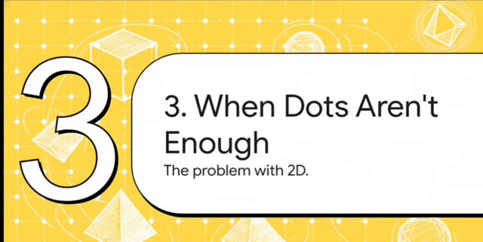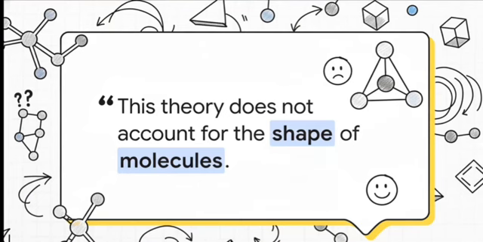But, and there's always a but, isn't there? This is where our neat and tidy 2D model starts to run into trouble. Because as we all know, the world we live in is not flat. And this is the problem stated perfectly by one of our sources. The whole octet rule and these Lewis structures, they're great for bookkeeping, for keeping track of the electrons. But they tell us absolutely nothing about the actual, real-world 3D shape of a molecule. And as we're about to see, shape is everything.